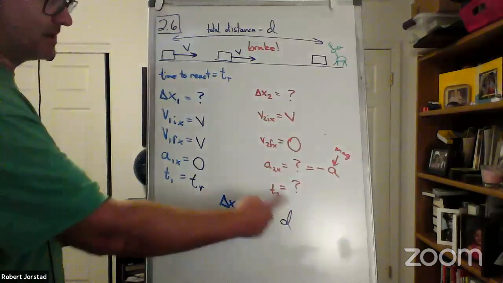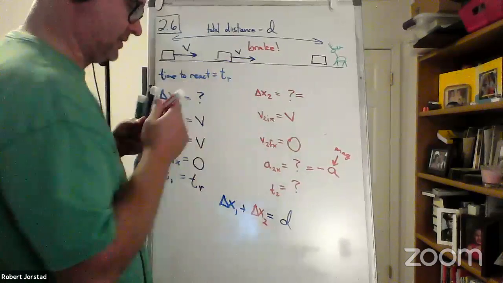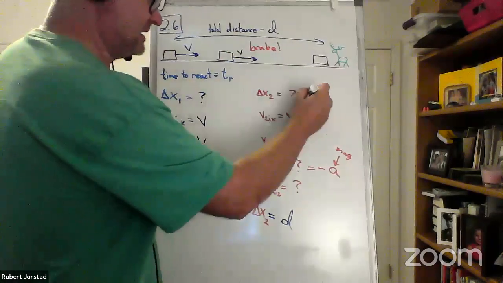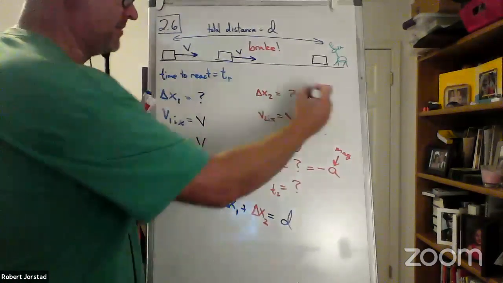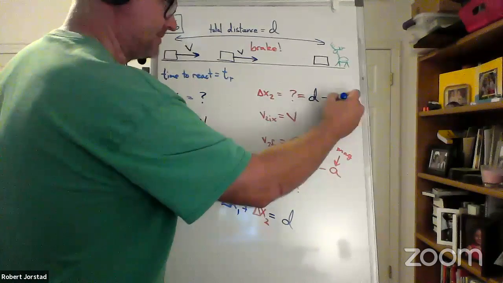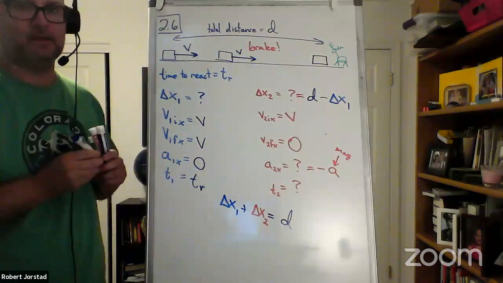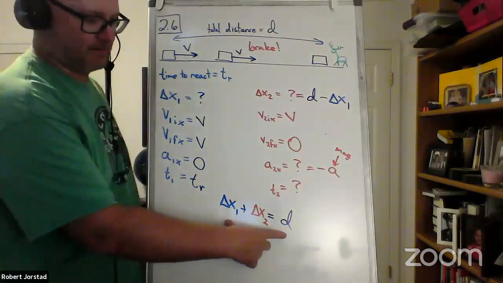So if I reorganize this one, I'm just going to show you that this is equal to d minus delta x1 in this case. Does everybody buy into that? So all I did was I rearranged this to solve it for x2.